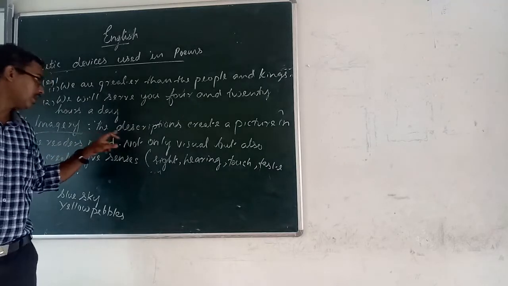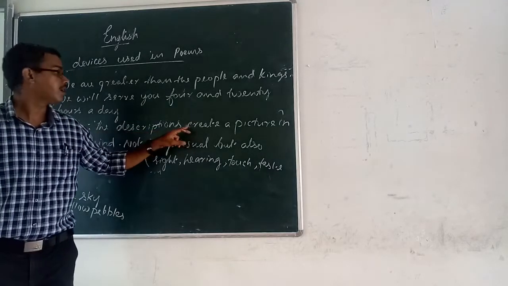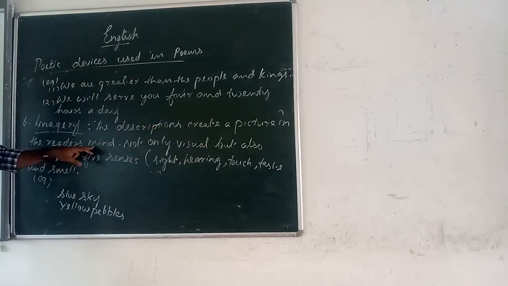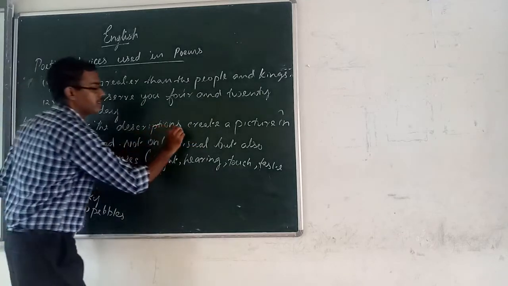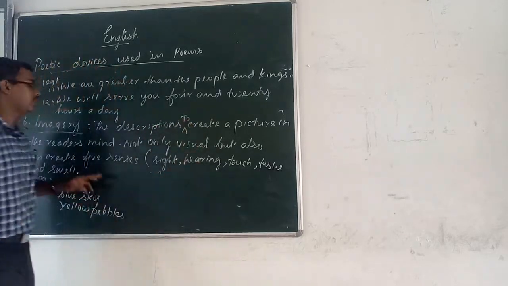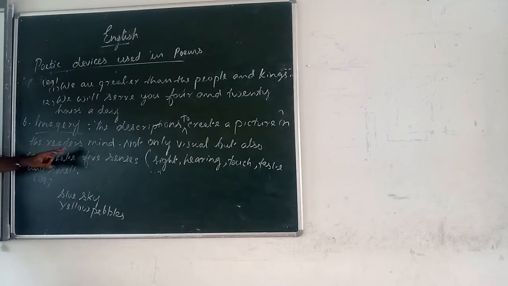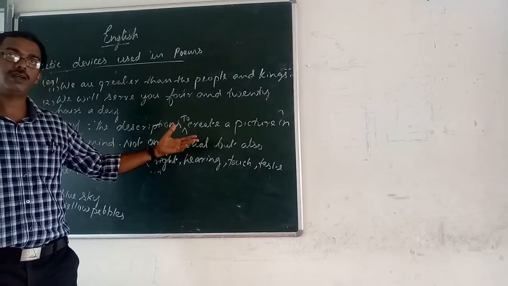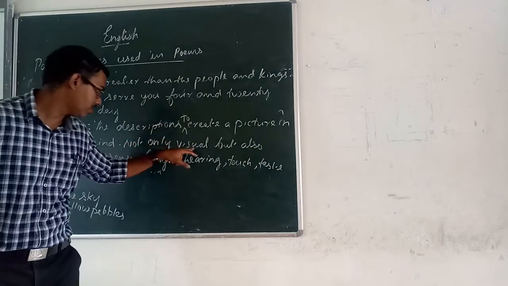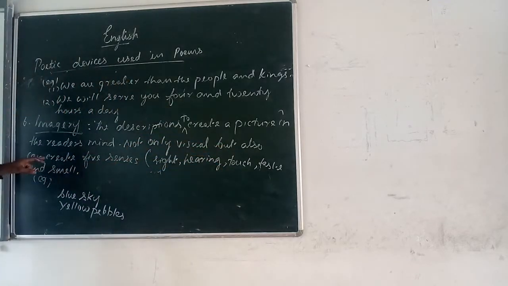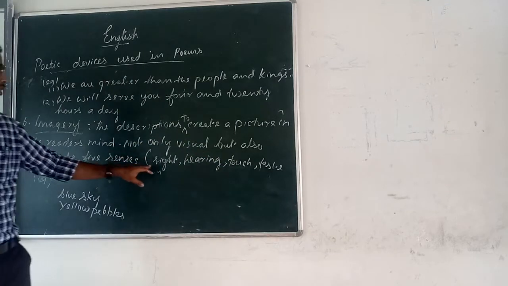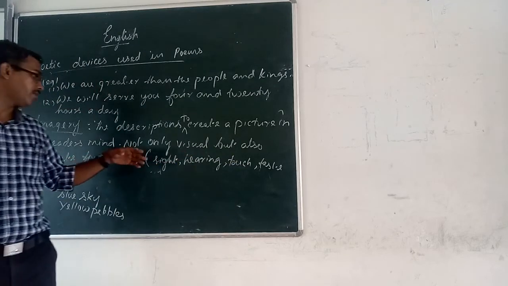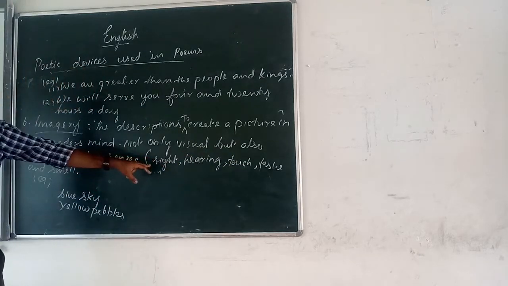Here, imagery means it is a description to create a picture in the reader's mind. Not only visual, visual meaning what is visible before the eyes, but it can also create the five senses: sight, hearing, touch, taste, and smell. The five senses are included here.